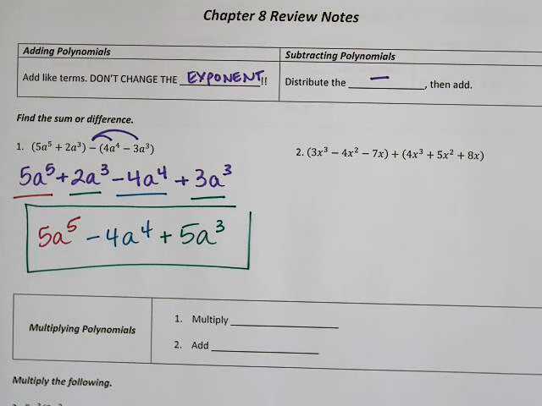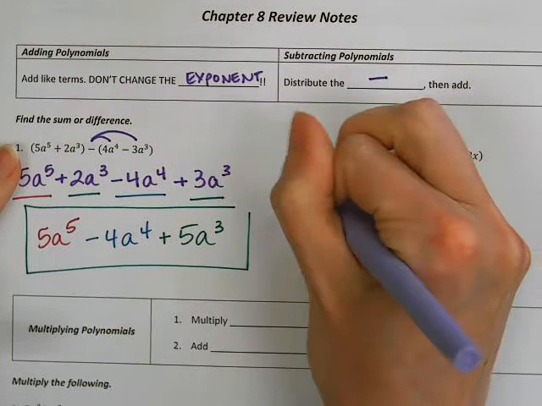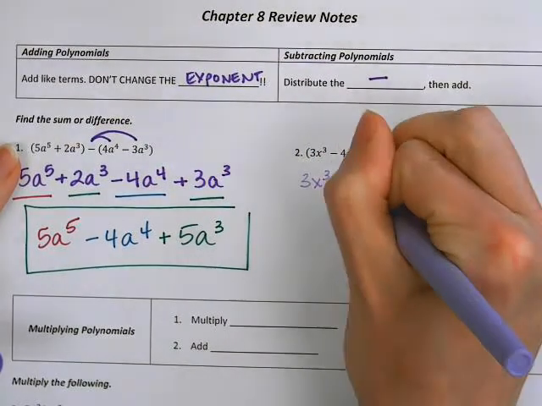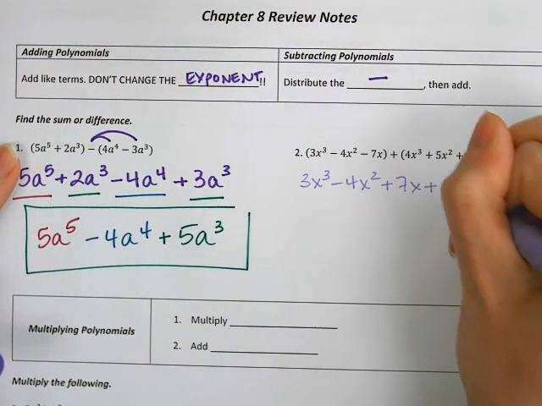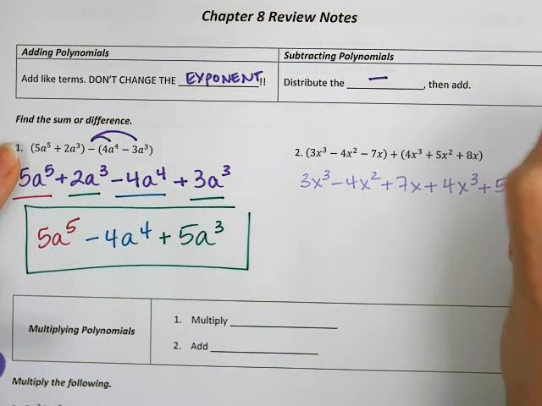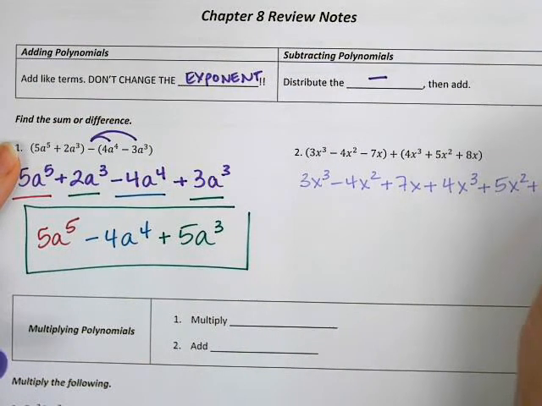And number two, since it's a plus sign, we don't have to distribute. So we can just rewrite it. 3x cubed minus 4x squared plus 7x plus 4x cubed plus 5x squared plus 8x.